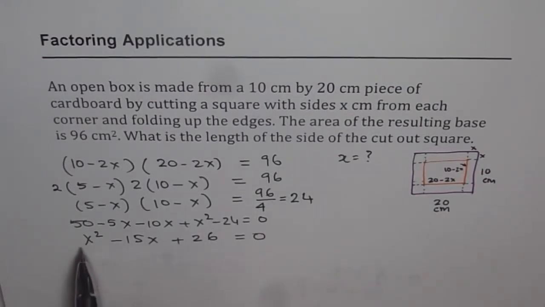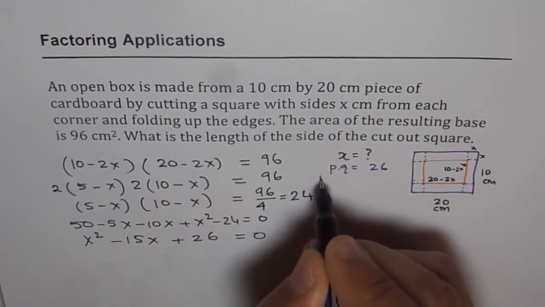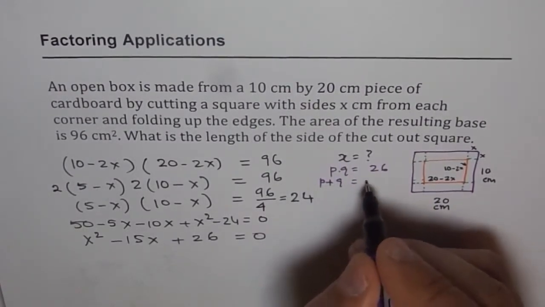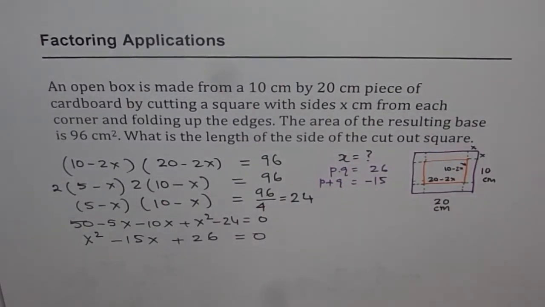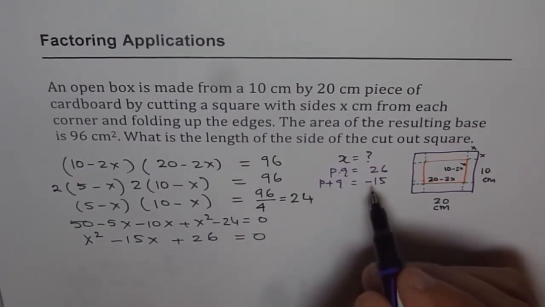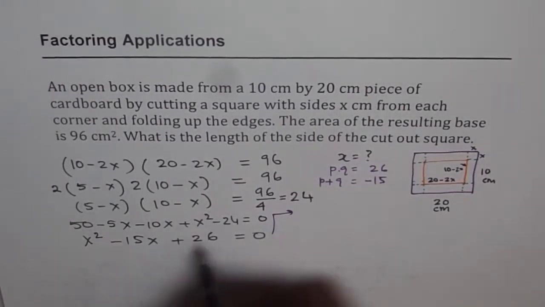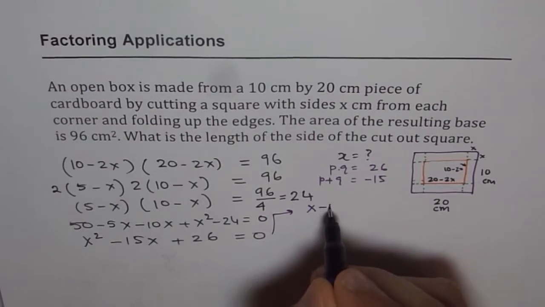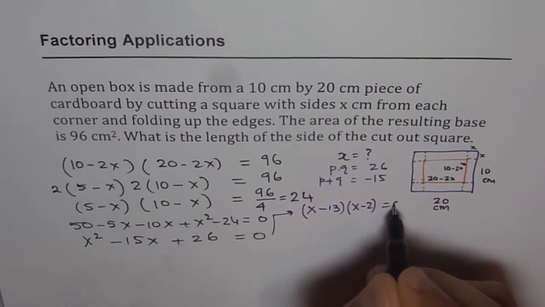This is a trinomial with coefficient of 1. So you're looking for two numbers whose product is, when you multiply, you should get 26. And when you add these two numbers p and q, you want minus 15. So look for two numbers which could give you this result. Now 26 is like 2 times 13. Does it work? I think it does. So both should be negative, right? So using those two numbers, we can factor. So let's factor this. So we get x minus 13 times x minus 2 equals to 0.